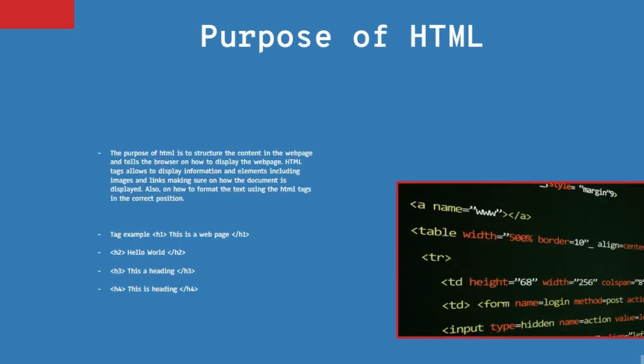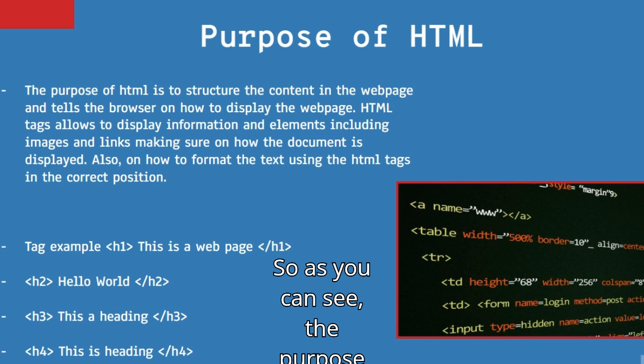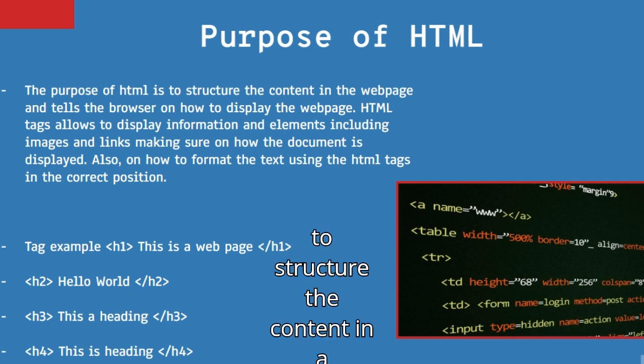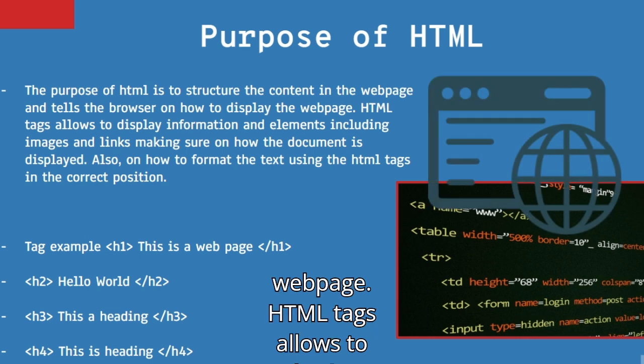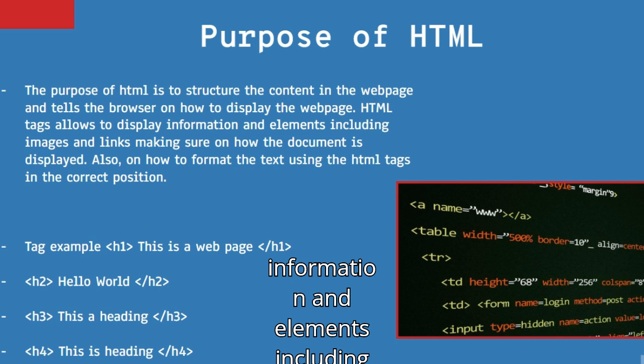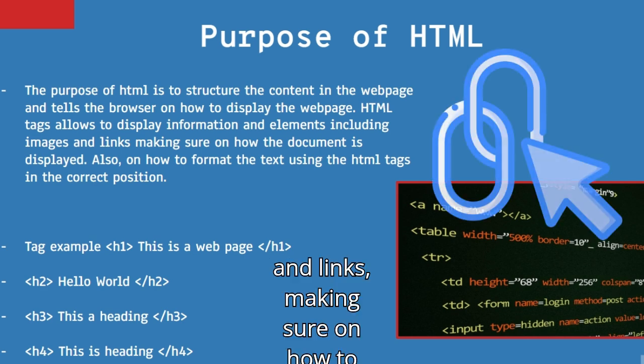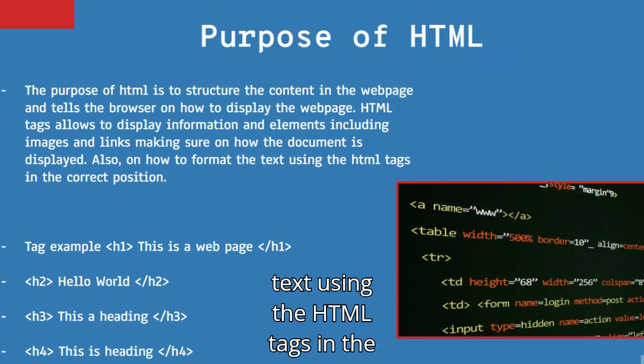Okay, so what is the purpose of HTML? Let's see. As you can see, the purpose of HTML is to structure the content in a web page and tell the browser how to display the web page. HTML tags allow you to display information and elements including images and links, making sure of how the document is displayed. Also, they control how to format the text using the HTML tags in the correct position.